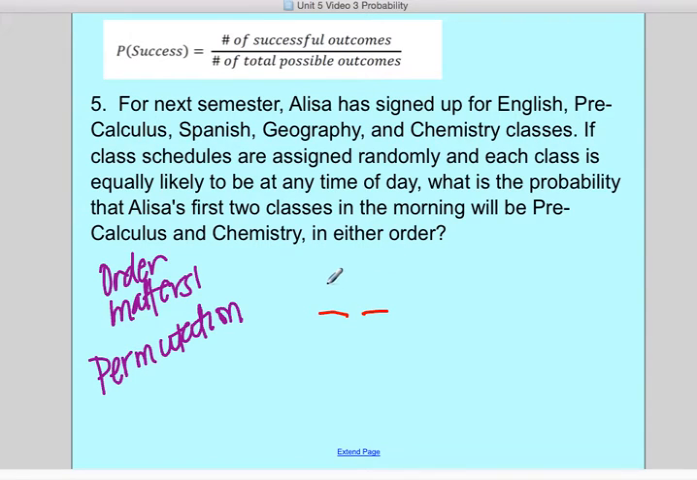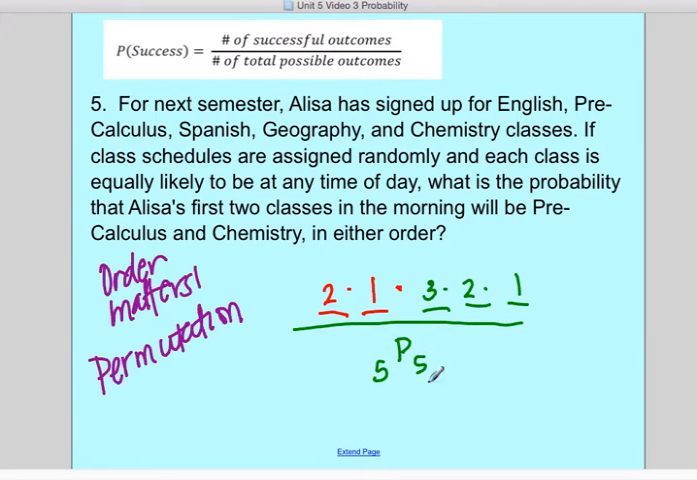Well, my first hour, I have 2 choices. It can be either one. Okay, once I put one of them in first hour, if I say this is chemistry, then this one, there's only one choice. Times, now, how many other classes do I have to select from? There's 5 total, so I have 3 more. 1, 2, 3. Okay, so there's 3 other options. 3 times 2 times 1. All over my total. How many total classes are there? 5. And I am putting them in a line of 5.